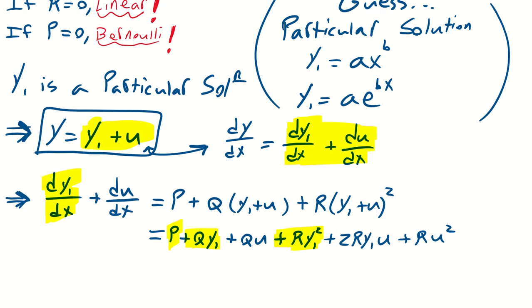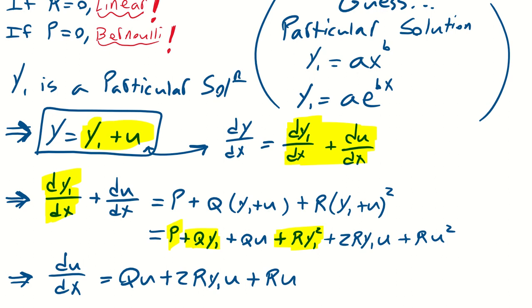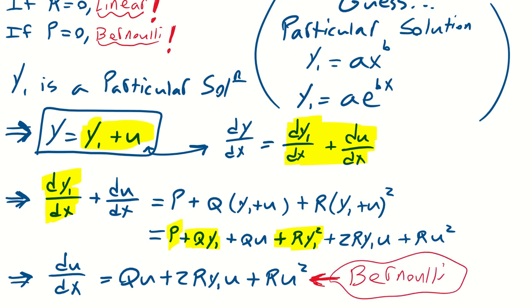And so, we now have du/dx is equal to qu plus 2 r y sub 1 u plus r u squared, which is great because if you look closely, in fact, this here is a Bernoulli differential equation.